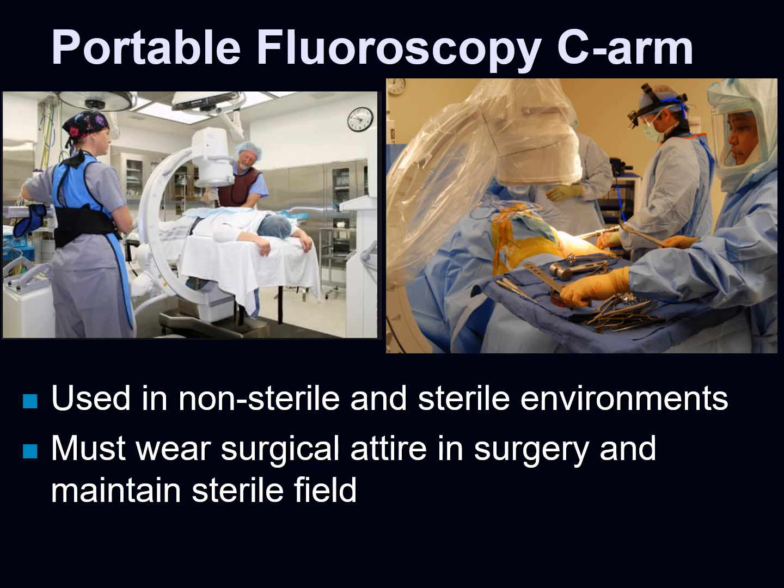The portable C-arm can be used in various ways, but most commonly it is used in a sterile environment like the surgical operating room. The technologist who operates the C-arm in the operating room must wear proper surgical attire and help maintain the sterile field when assisting the surgeon. When the technologist is in the room while the X-ray equipment is being used, they must always wear a lead apron and thyroid shield. Now that we have talked about the equipment that the technologists use, let's discuss the radiography program here at Allen College.